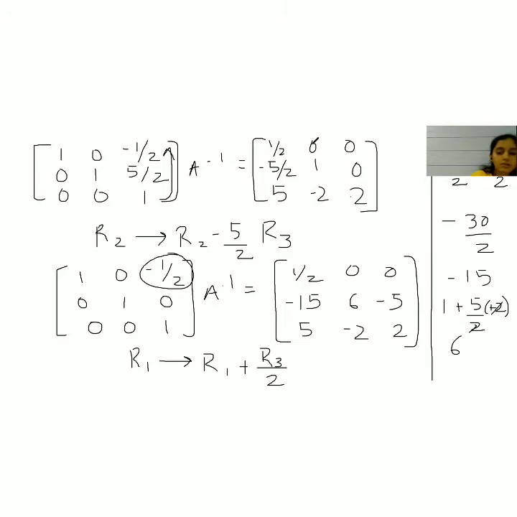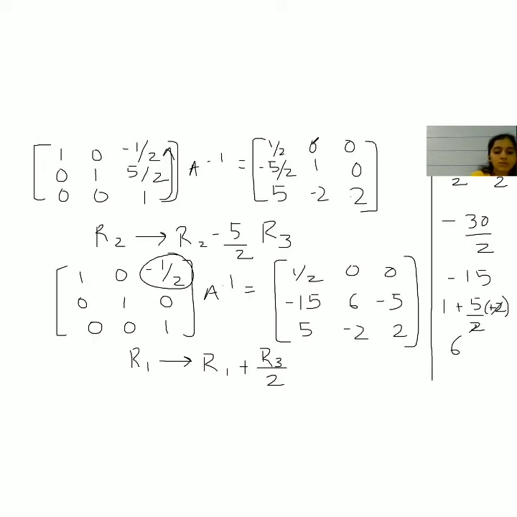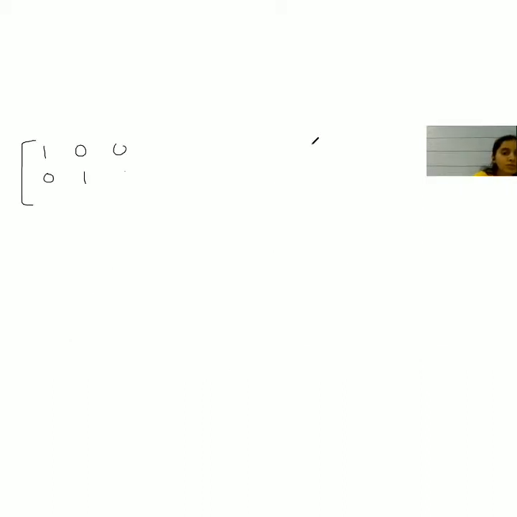Now R1 plus R3 upon 2: 1 plus 0 is 1 and 0 plus 0 is 0. So the first two elements are not changing. The next one, minus half plus R3, that is 1 upon 2. So minus half plus half, 0. The remaining elements remain the same. They do not change. This is A inverse is equal to.